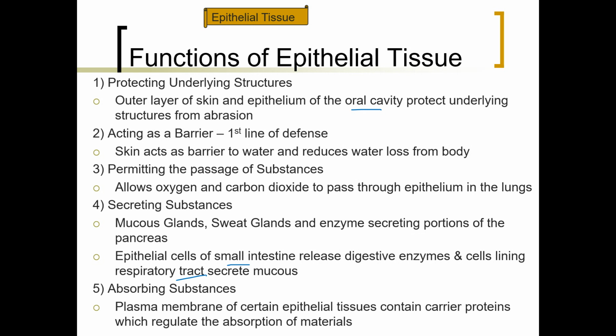Epithelial tissue also has the capability of absorbing substances. For instance, the plasma membrane of certain tissues contains proteins which regulate the absorption of materials. So obviously not all of your epithelial tissue does all of these things. I'm giving you some examples of what epithelial tissue can do, and depending on where it's located in the body is going to kind of determine what function it's going to take on.